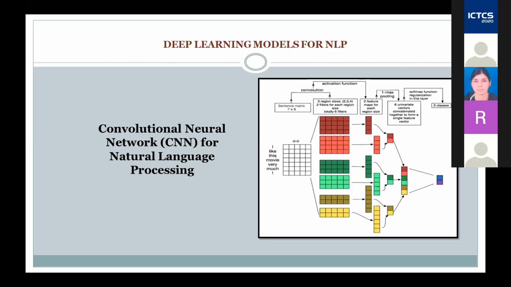Then it will try to identify the feature maps by performing the convolution. Then max pooling will be applied to select the maximum values from the generated feature maps, and then the softmax function is applied in the last layer to classify the statement, document, or image. In this case, we are classifying statements. Generally, at the last, it will perform binary classification. So in this way, CNN works for NLP.